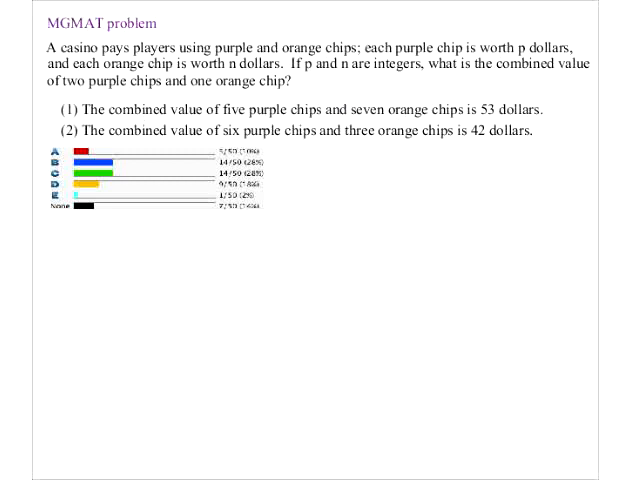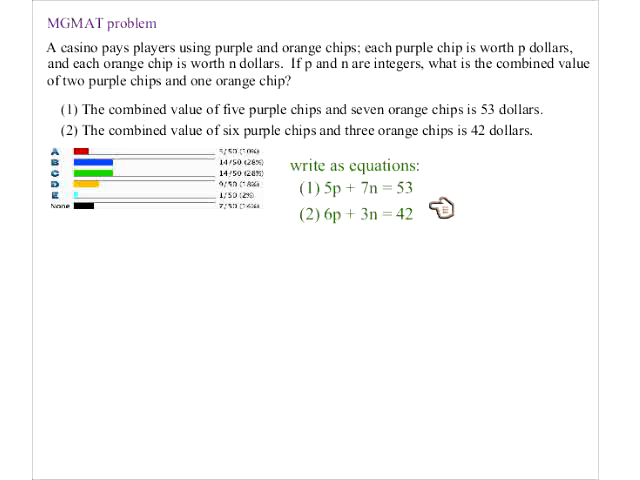So here's the problem. Let's talk about it. You've got purple and orange chips. You can at least write these as equations. The first one gives us 5p plus 7n is 53. The second equation gives us 6p plus 3n is 42. Everybody, smiley face if you understand how we got these equations. I'm making some assumptions here, but other face if you don't. If there's enough other faces, we'll talk about it. Okay, we're good on that.